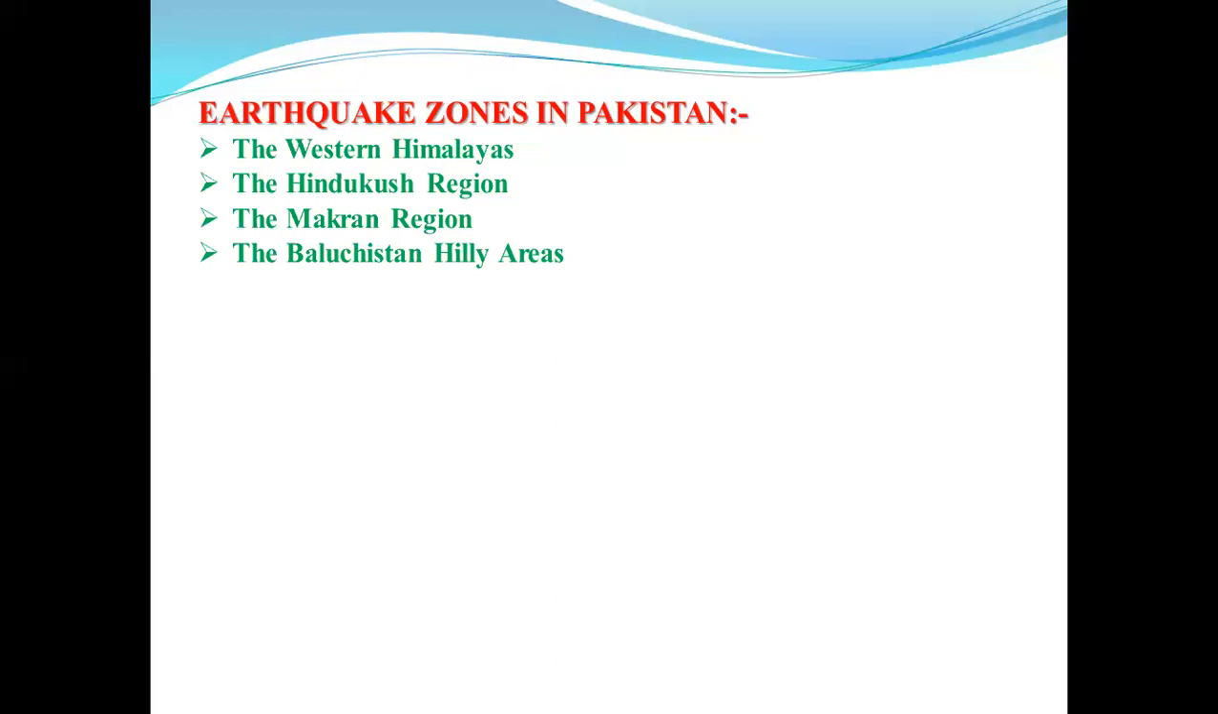In the Western Himalayas, very severe earthquakes have occurred. In Balochistan, earthquakes having magnitude greater than 6 have occurred. Most of them were deep quakes. There was an earthquake of more than 6.5 magnitude with its epicenter in the Hindu Kush region.